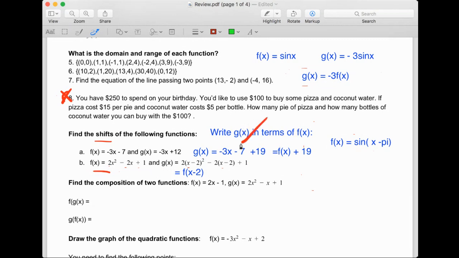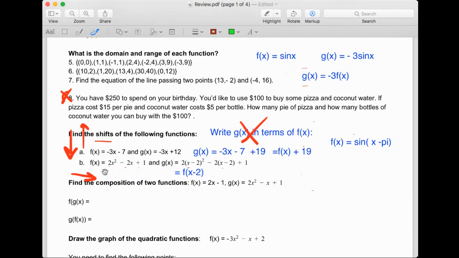But if you get confused with this one, forget about it. You can also figure out, find the shifts. Shifts means we have two kinds of shifts. We have vertical shift, going up or going down. We have horizontal shift, going to the right or going to the left.